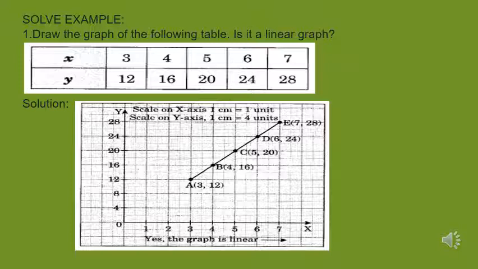After joining these points we get a straight line, and when we get a straight line, it means that the required graph is a linear graph. Here we take a scale on x-axis, that is 1 centimeter is equal to 1 unit, and on y-axis 1 centimeter is equal to 4 units.